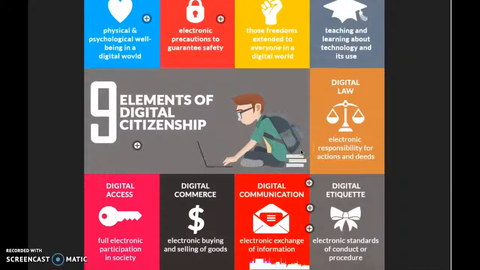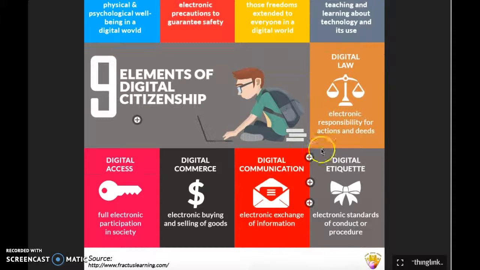So finally, the thing I wanted to talk about was digital etiquette and digital communication. And under these 2 topics falls the idea of cyberbullying. So digital etiquette being electronic standards for conduct and procedure, and digital communication being electronic exchange of information.